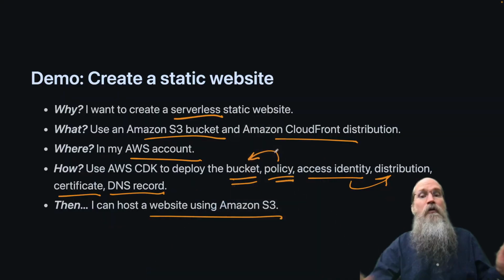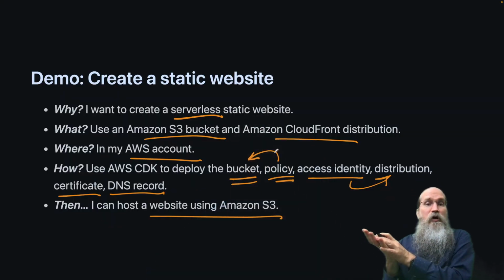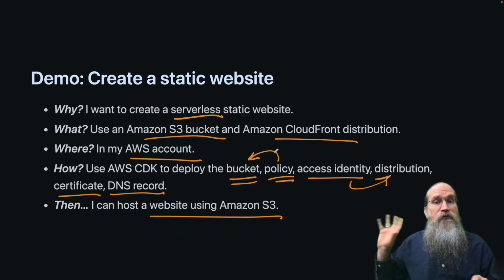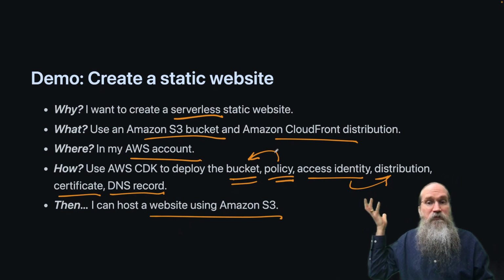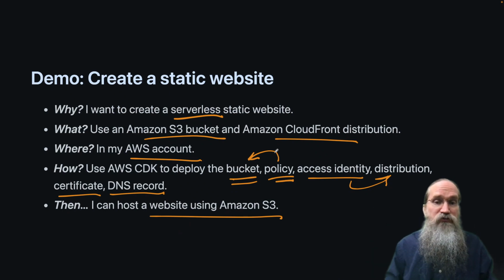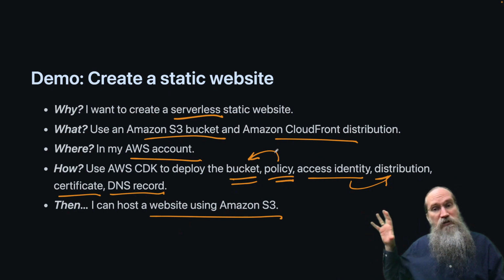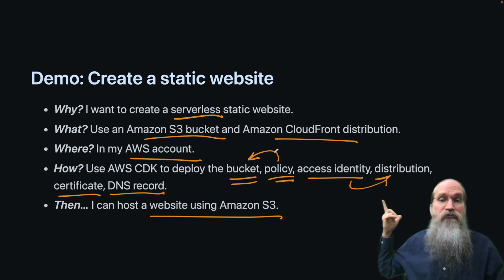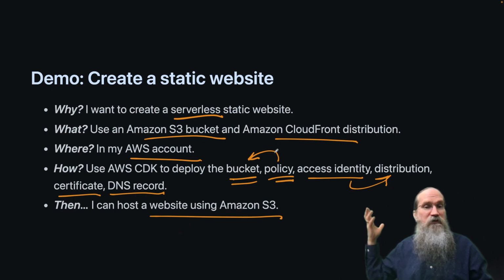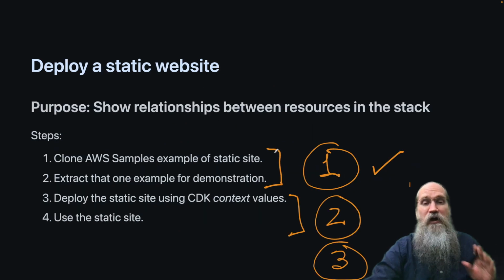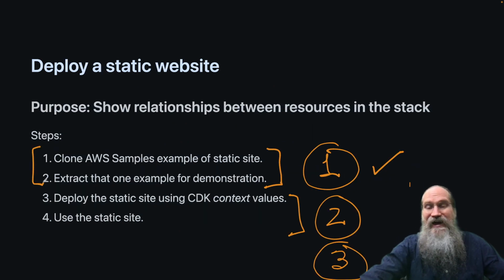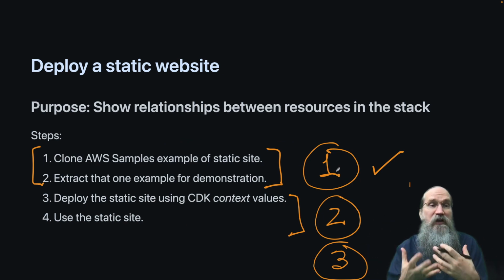Hello. In a prior video, I introduced the topic of creating a static website. I can use an S3 bucket and a CloudFront distribution to host a website in Amazon S3, but that needs a CloudFront distribution, access identity, policy, certificate, and DNS record. Rather than starting from scratch, we could borrow an example, and in a prior video, I showed you how to borrow an example from the CDK examples.